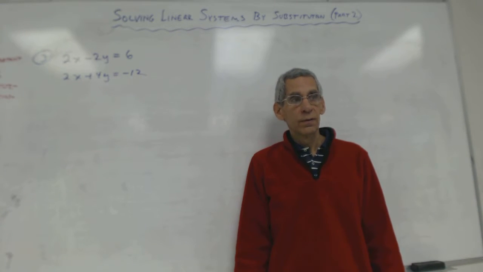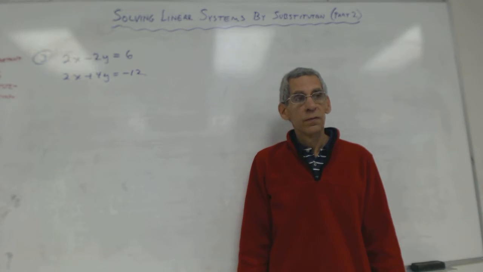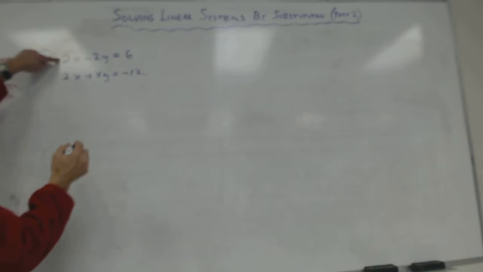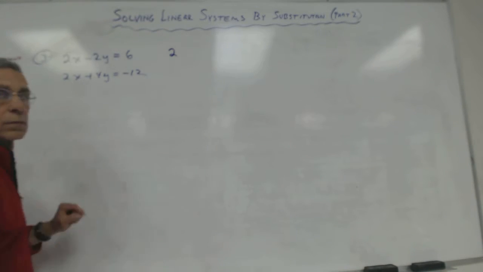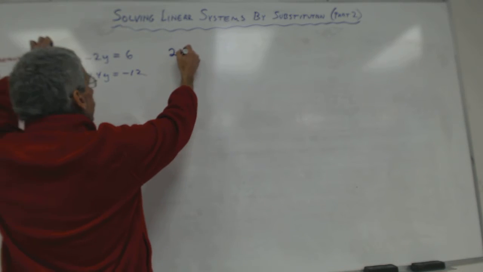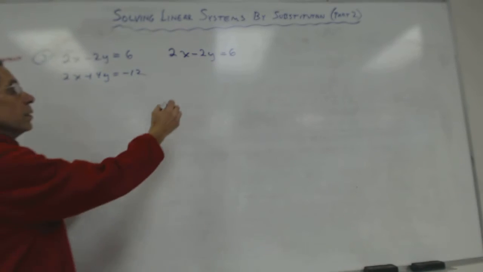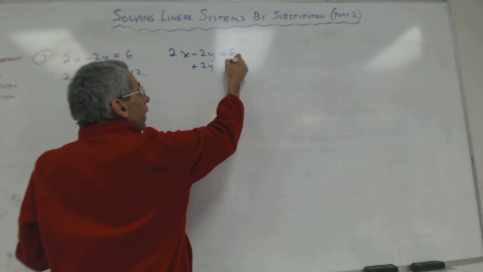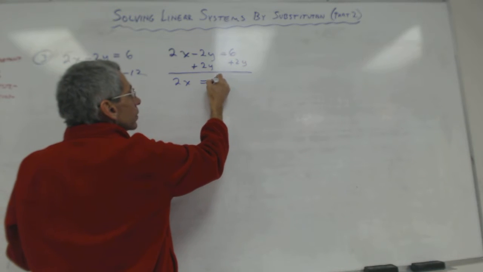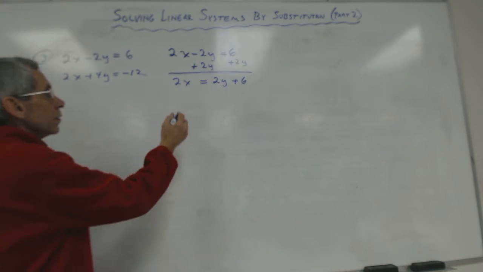Oh wait, so I was thinking first you have to add 2y. Okay, so you're suggesting this one, the top one. Right. I'm going to just rewrite this equation over here so I can do something with it. What would you do? You add 2y, and then it's 2x equals 2y plus 6.